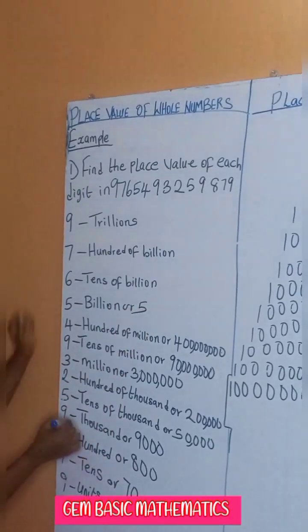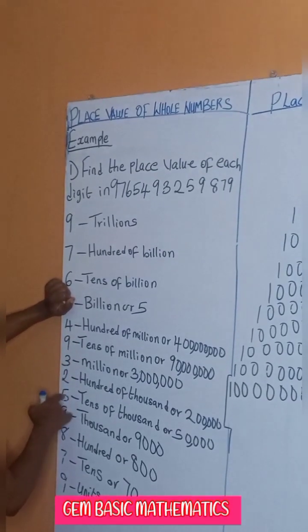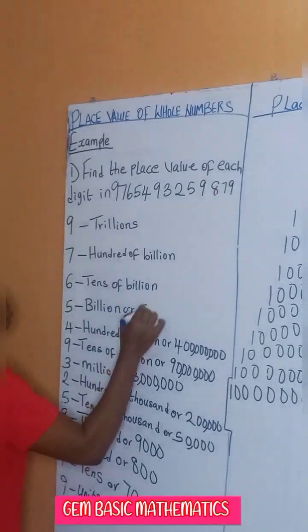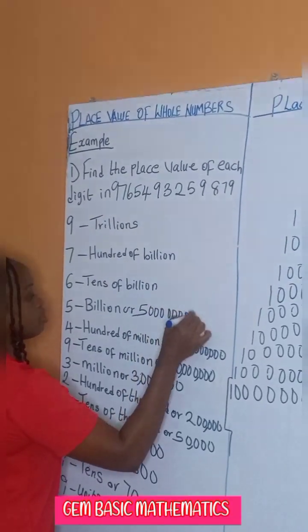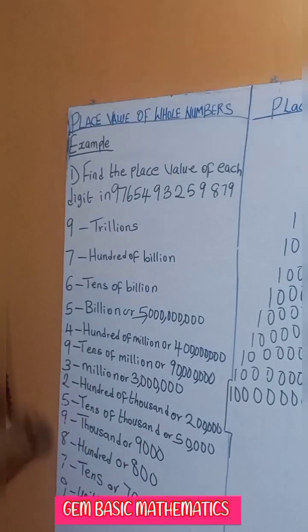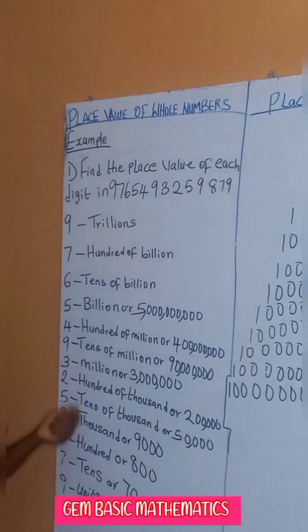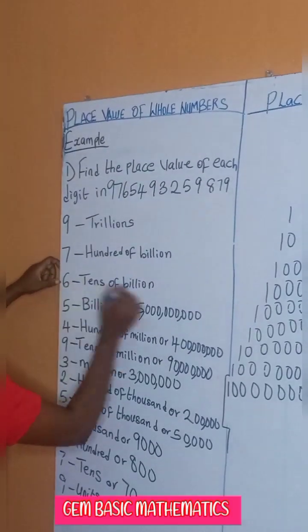And the next one, this is 5. What would you do? Cover it and count the remaining numbers: 1, 2, 3, 4, 5, 6, 7, 8, 9. 9 zeros. This is 5 billion. Remember in our previous class, I told you that billion has 9 zeros.